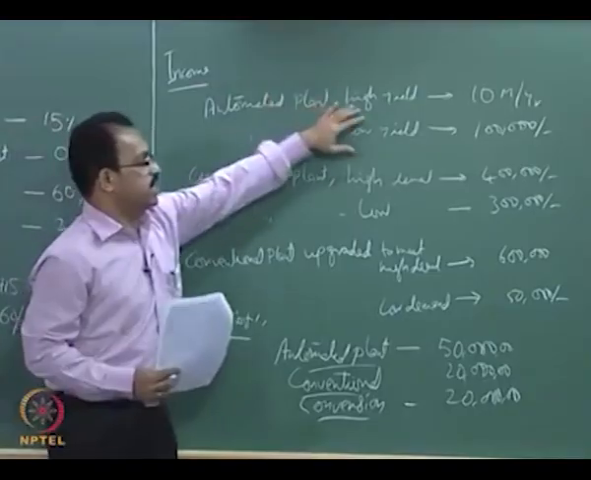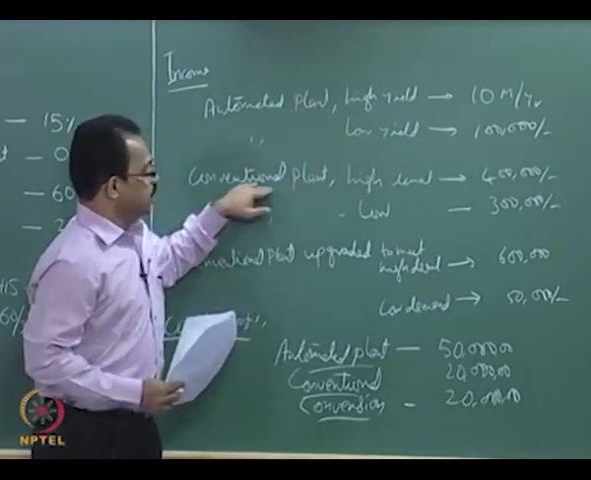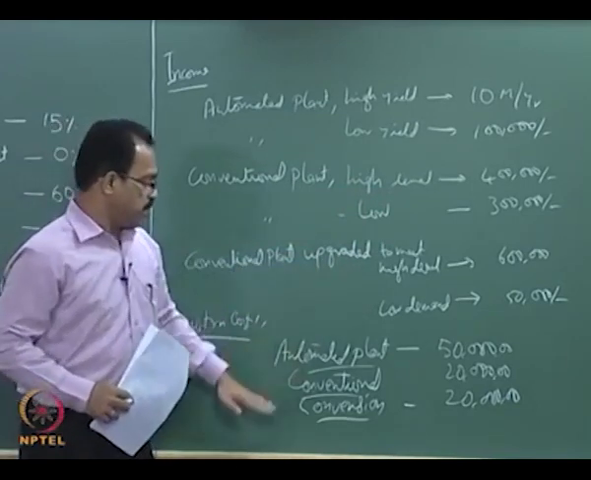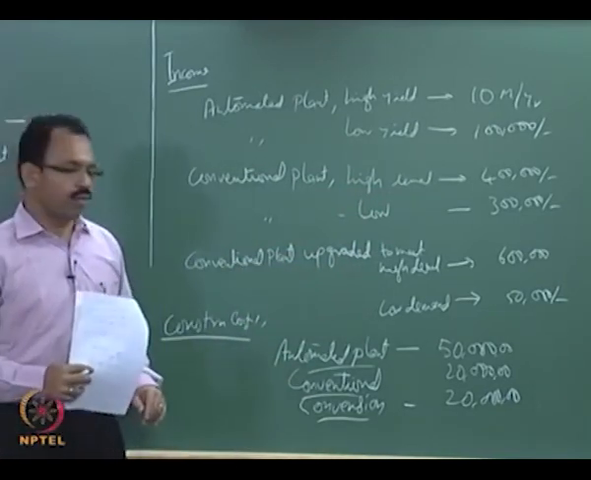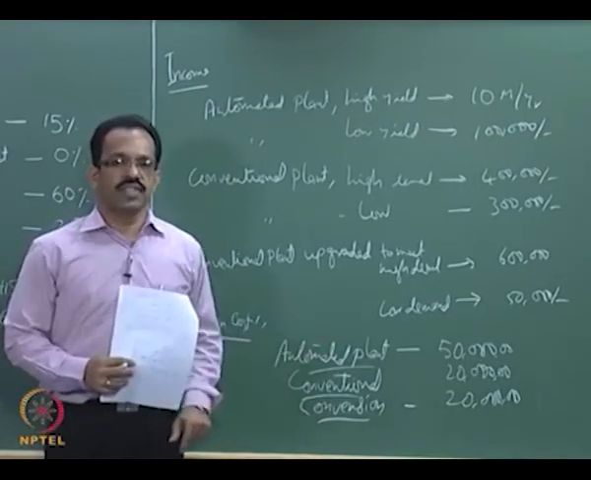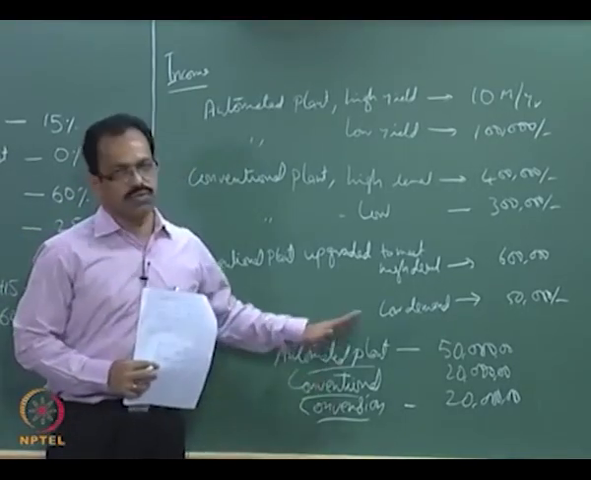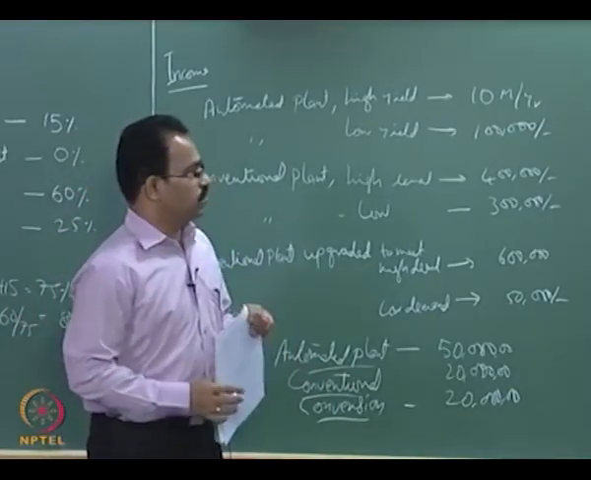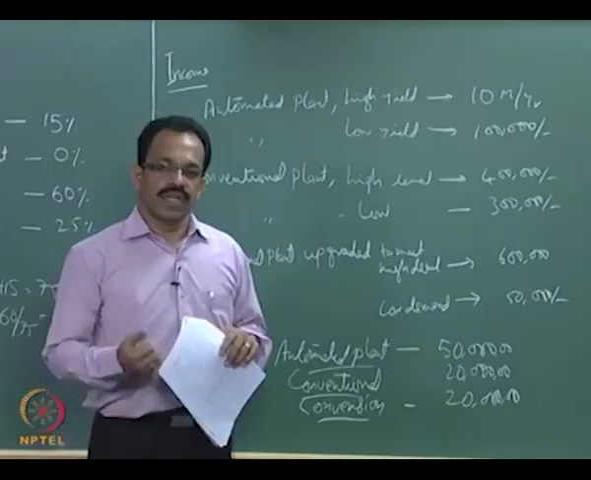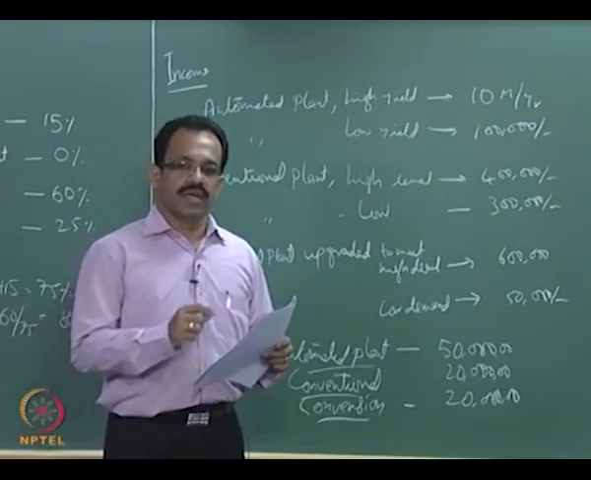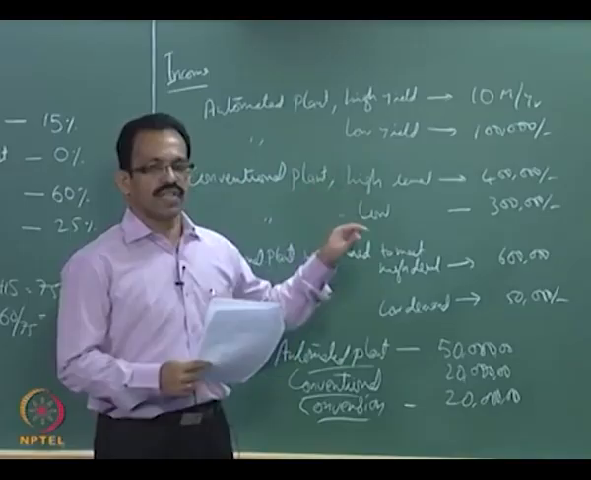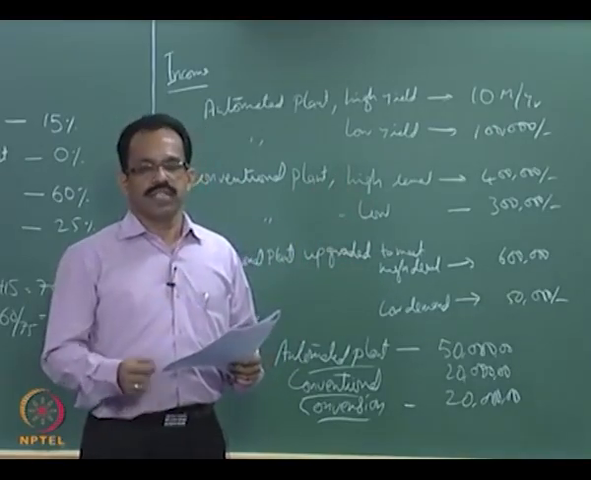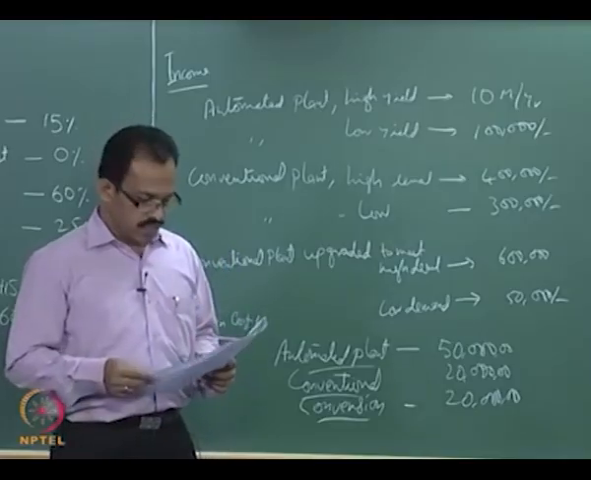So these are the various possibilities of sales, and these are the revenues expected from these plants under various situations: automated plant high yield, low yield, conventional plant high demand, low demand, similarly conventional plant upgraded, and this is the cost required for establishing the plant or converting the conventional plant to an automated plant. Now based on this information we need to make a decision tree which will depict all these values and tell us the chances, the decisions we can make, and the expected utility or expected value of various decisions.